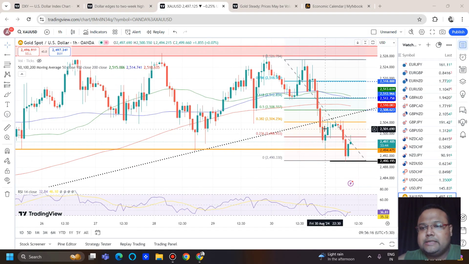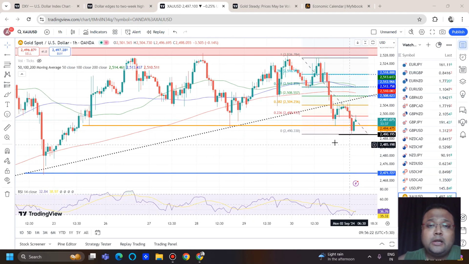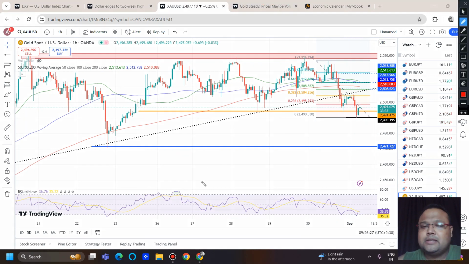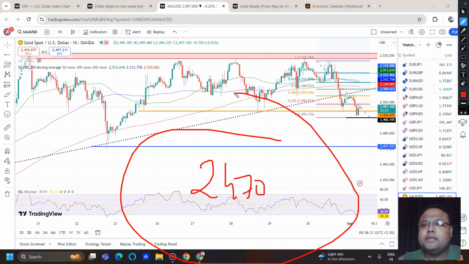As I said, the market made a low of 2490 and is now at 2497 while I am recording the video. On the chart of gold, the best support is still around 2470. So if there is a big drop in the market, we can expect a good bounce around this area.